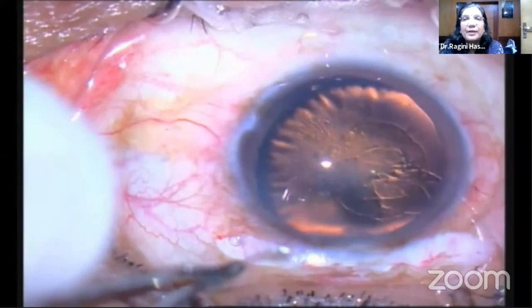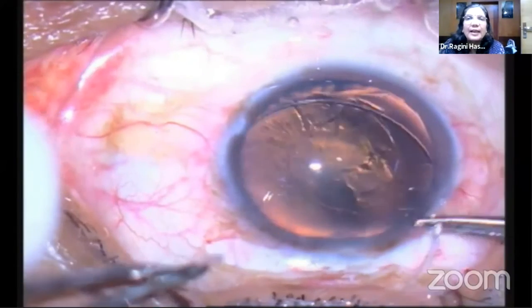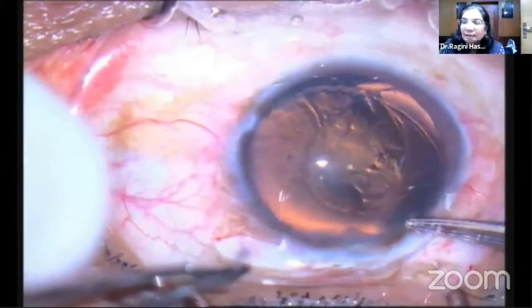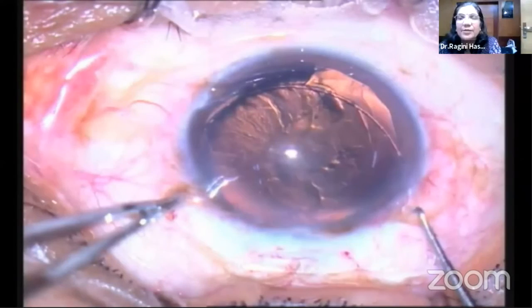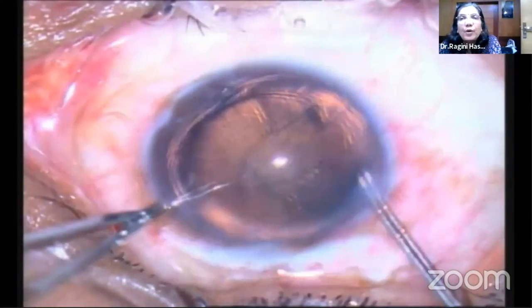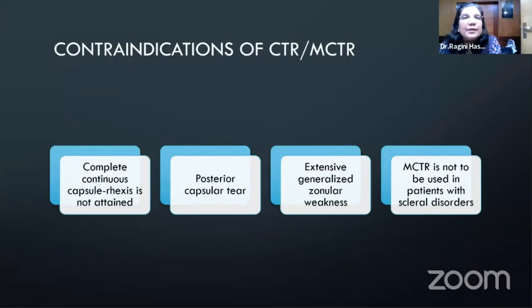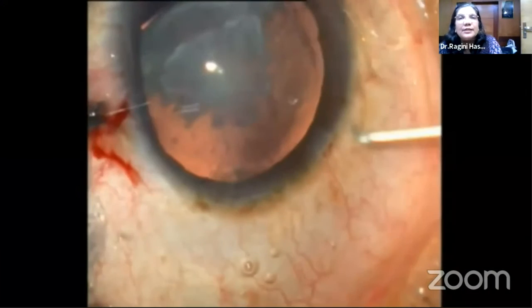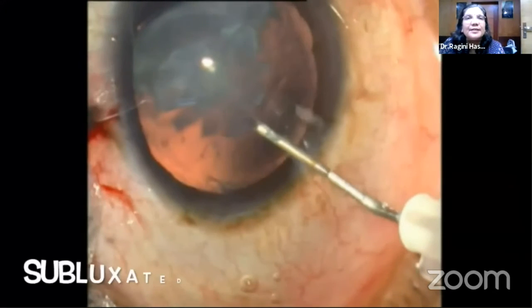So as you can see over here, this is the CTR ring which is being used, and you can see that it is under the capsule, and it is being put inside the eye. So this is how you can place the CTR ring before or after the removal of the lens, or before the implantation of the cortex. Contraindications are if there is a PC tear, or if you don't have a CCC, or if there is zonular weakness. So this is the case that I'm going to show of phacoemulsification in a subluxated lens.